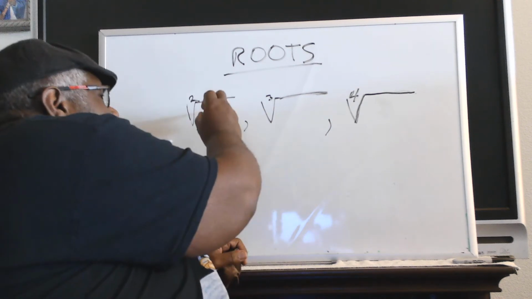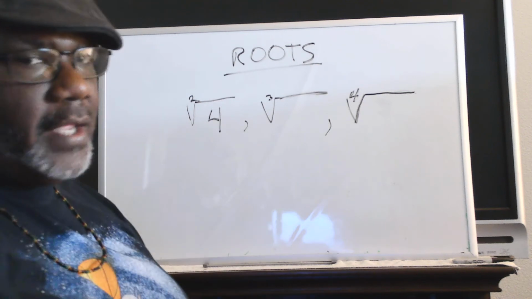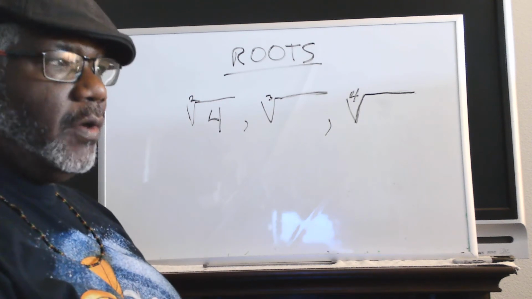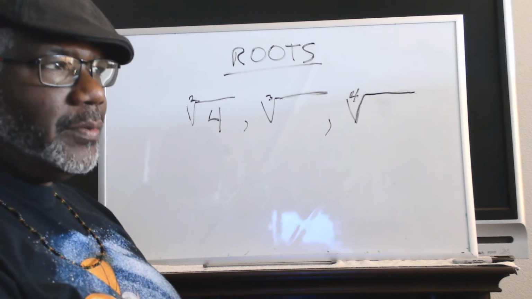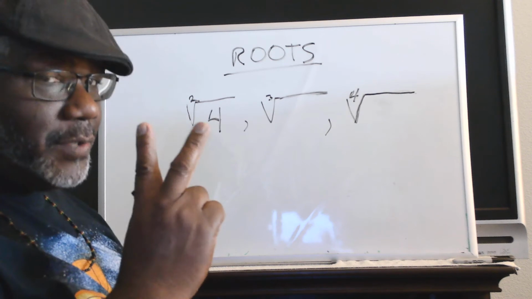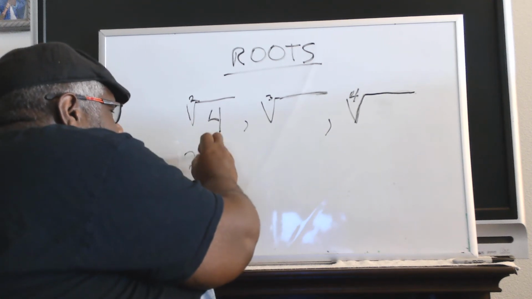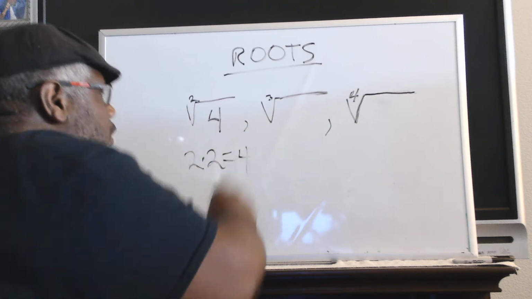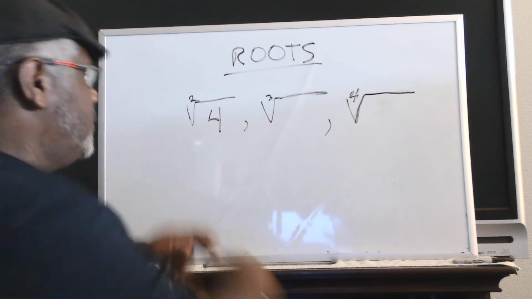So if you say the square root of 4, right, per se, so what times what, or what times itself equals 4? That's kind of simple. What times what equals 4? Don't tell nobody I told you it was 2. So 2 times 2 equals 4. So the square root of 4, my friends, is actually 2.